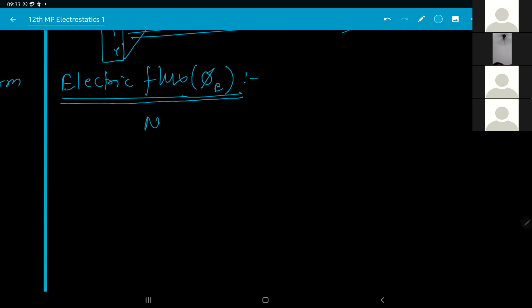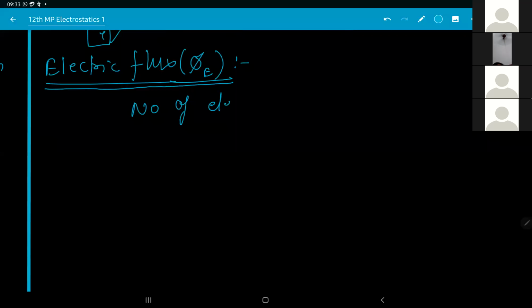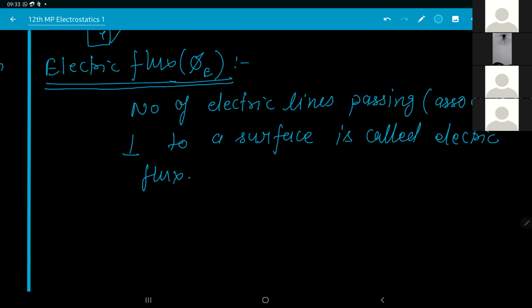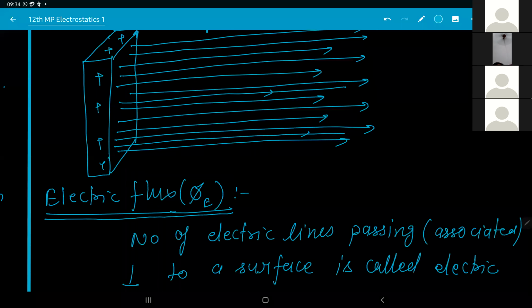Electric flux is the number of electric lines passing or associated perpendicular to a surface is called electric flux. Okay. So suppose I'm drawing the same diagram here.